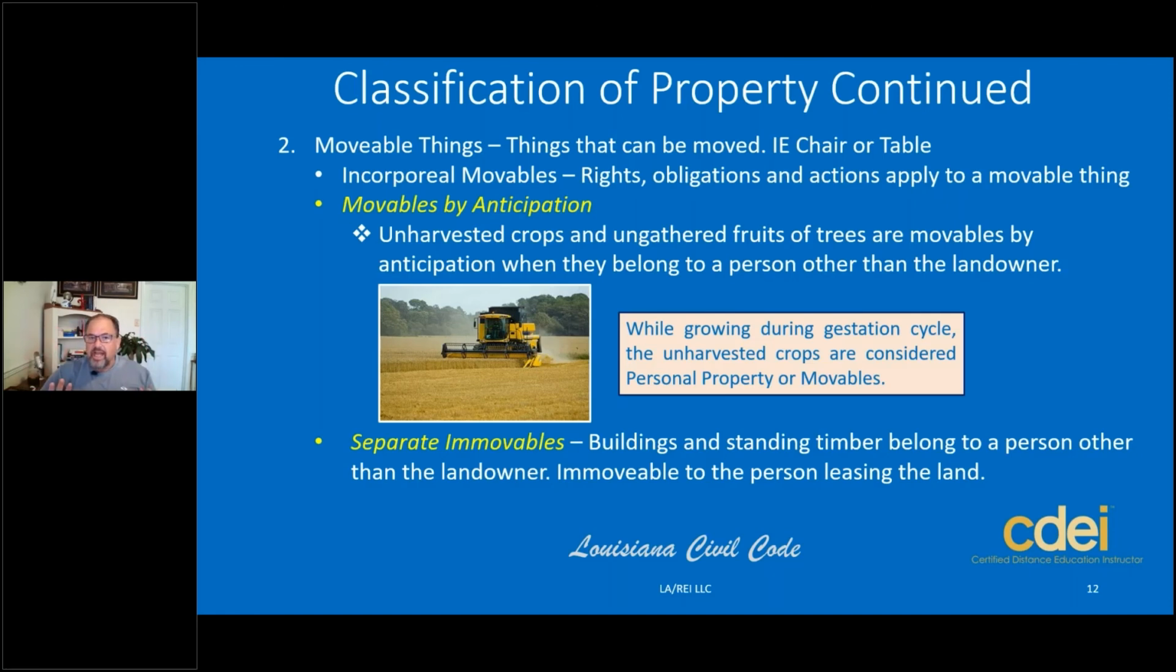So movables by anticipation, crops growing. Remember, Louisiana is an agricultural state. Crops growing in the ground is not an immovable. It is a movable, but for the anticipation of being harvested. Okay, that's movables by anticipation.